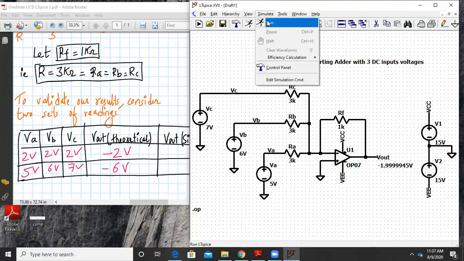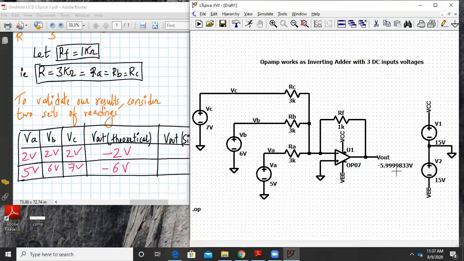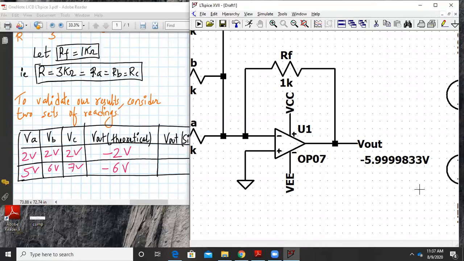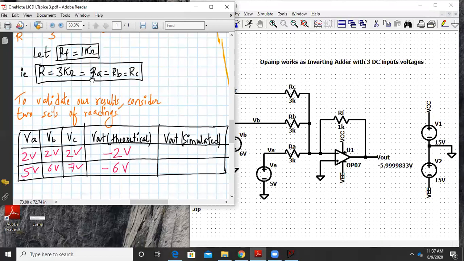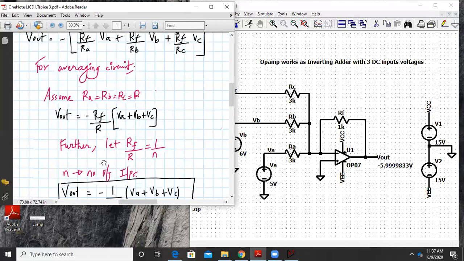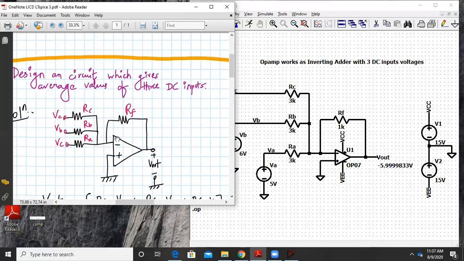We'll simulate, we'll run, and is our answer close to 6? Yes, it is close to 6. So V out is minus 6 theoretically, and the simulated value is coming out to be 5.999. So it's giving a very high degree of accuracy. So hence we can also write over here, we have designed a circuit which will give you the average of the 3 DC inputs.